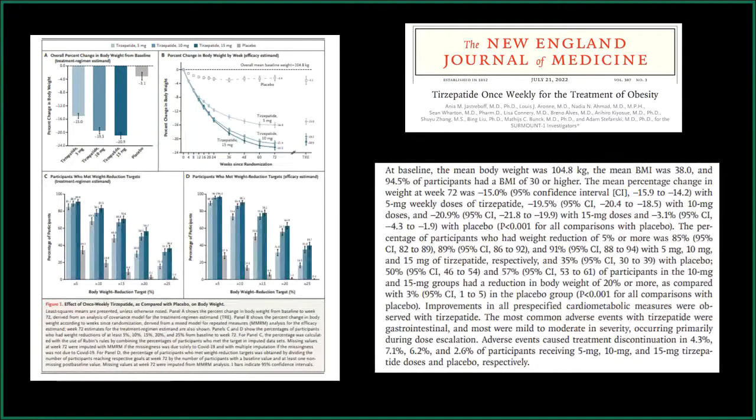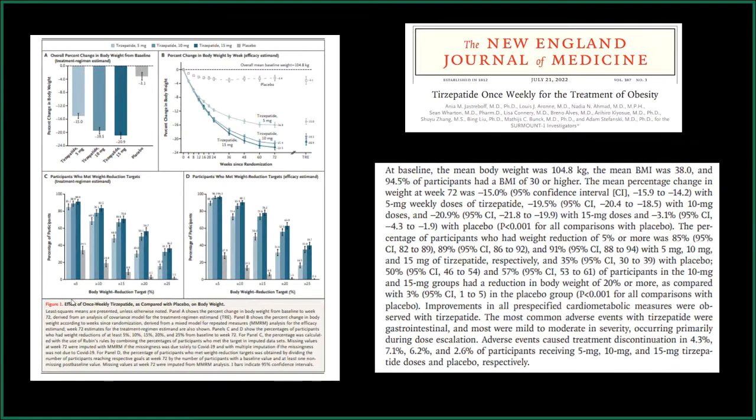of weight loss. Then you have tirzepatide once weekly for obesity. This was published a couple of months ago in the New England Journal. And again, you can see here that the 15 milligram dose causes a percent weight loss of 20.9%. So there's a large drop in weight that you see with tirzepatide.